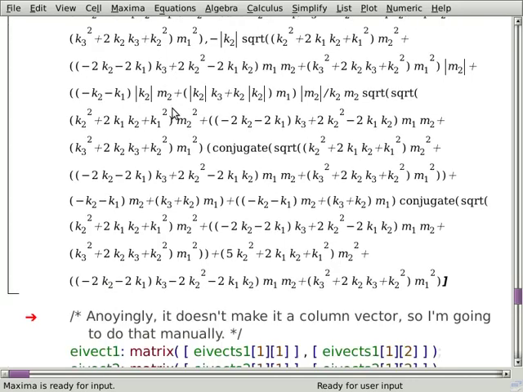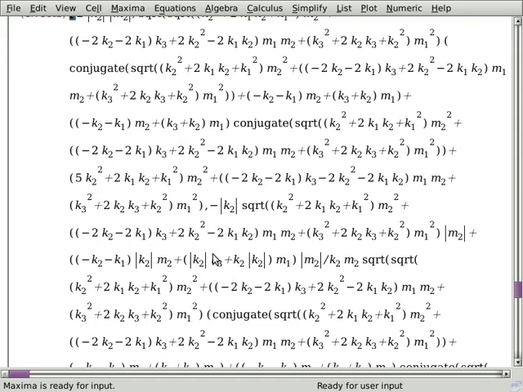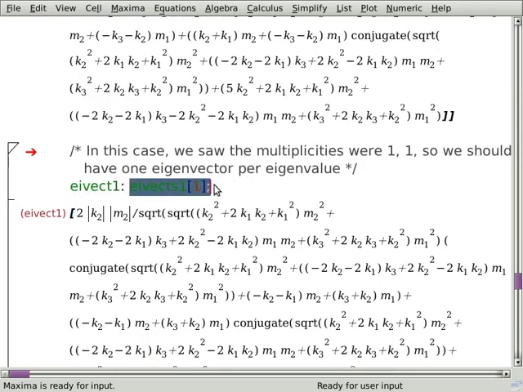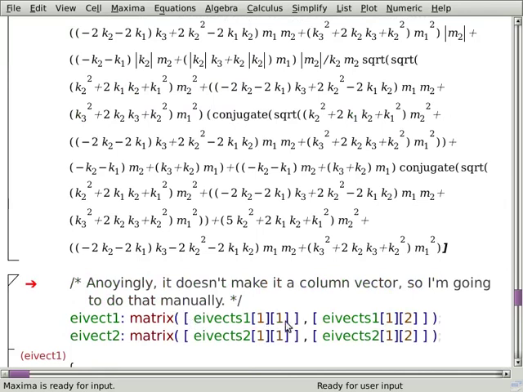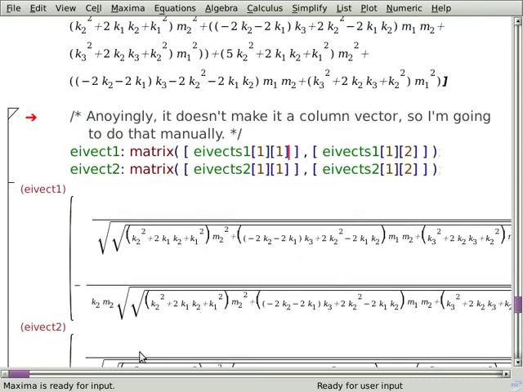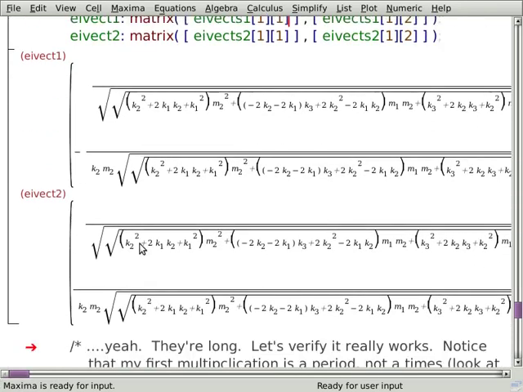So I want to turn it into a column vector. And so here's how I do that. EI vect1, that is that first vector. I just say matrix, and I give the first component of the vector and the second component of the vector, and this will turn it into a column vector. And now, let's go ahead and just enjoy the length of it. There we are. Those are our two eigenvectors.